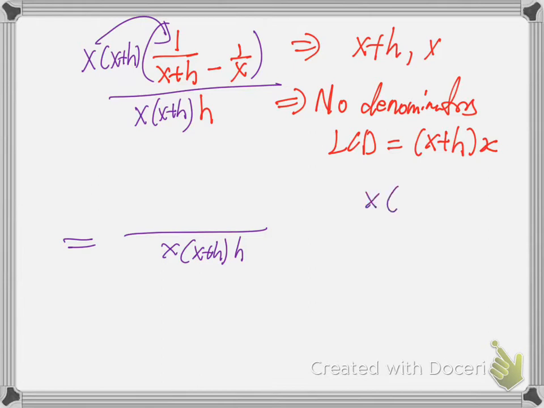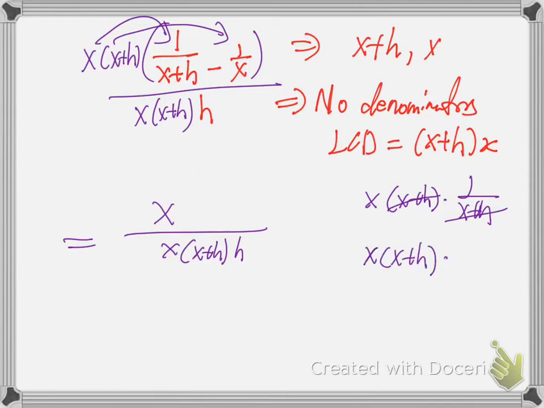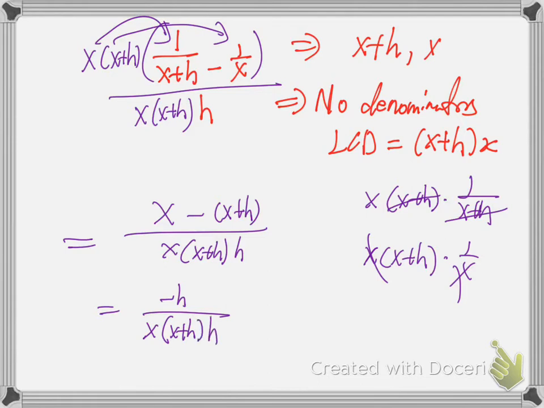On top, distribution: x times (x plus h) times 1 over (x plus h). This cancels, and 1 times x is x. The second one: x times (x plus h) times 1 over x. The x cancels, and we get x plus h. So it's x minus (x plus h), which is negative h, divided by (x plus h) and h. Now we can see there is an h on top and bottom, so the answer is negative 1 over x times (x plus h).